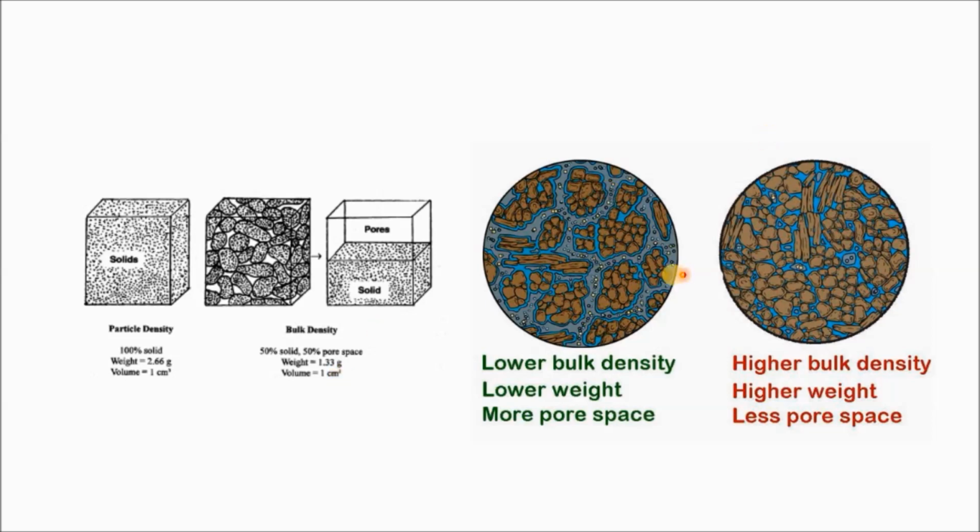Looking at the next picture, the voids are more. When the voids are more, it has a lower bulk density, and a lower bulk density means lighter weight. But in the other picture, it is tightly packed compared to the previous one, so there is less pore space or fewer voids. By that, the bulk density is high and it shows a higher weight.